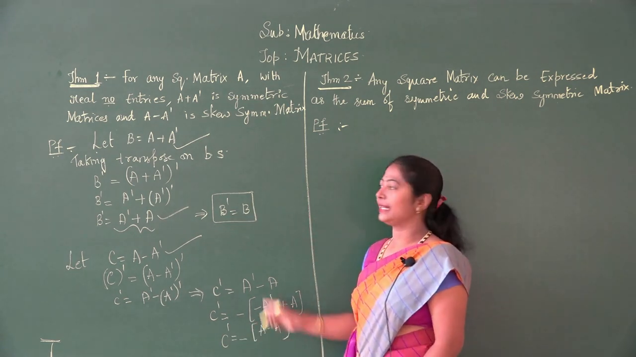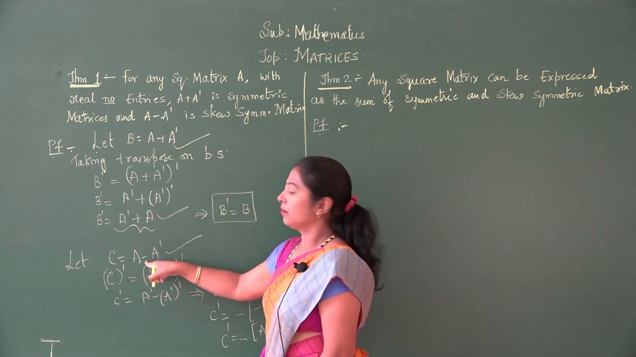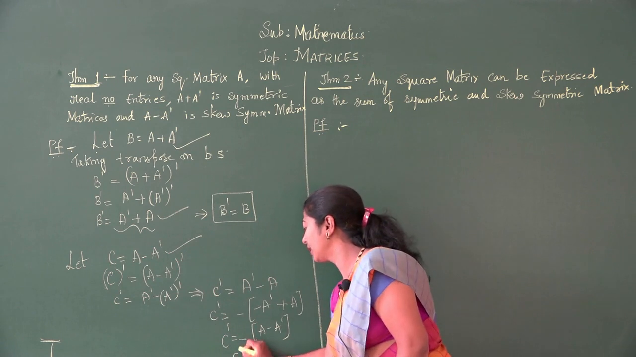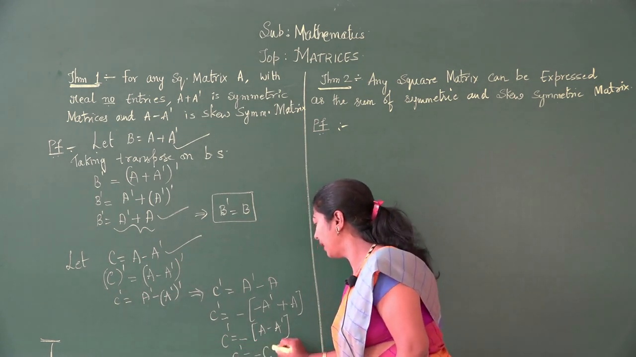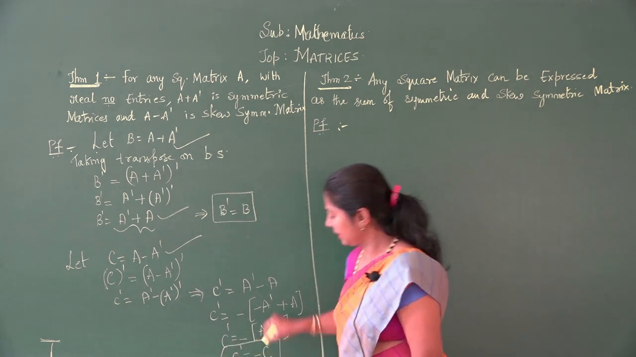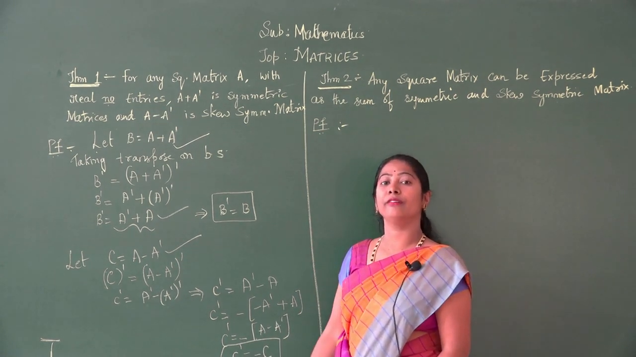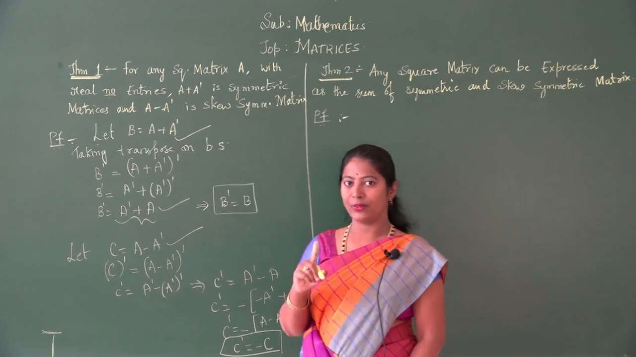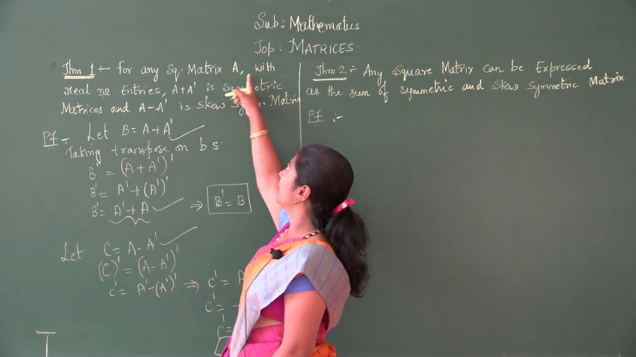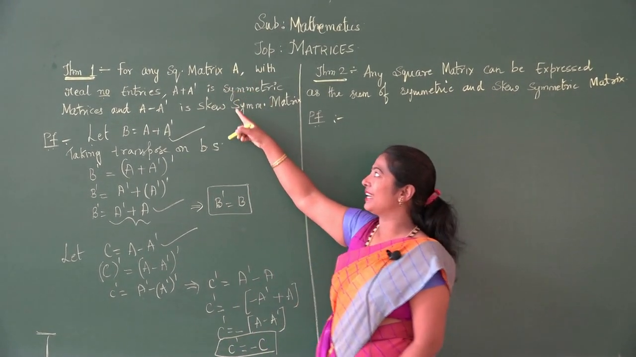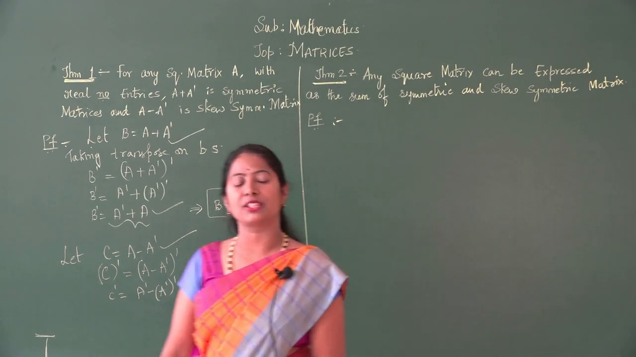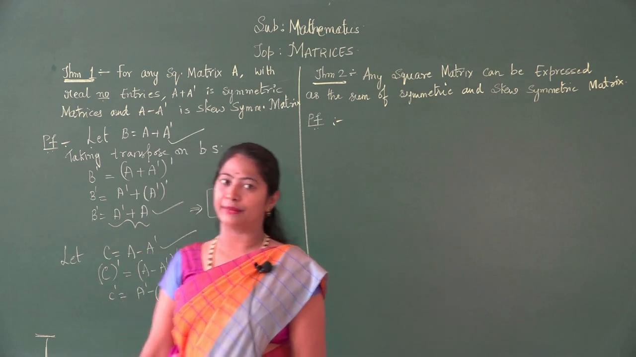What is A minus A dash now? By our assumption, it is nothing but C. Therefore, C dash is equal to minus C. This satisfies the definition of a skew symmetric matrix. Once again, I will explain: for any square matrix A with real number entries, A plus A dash is a symmetric matrix and A minus A dash is a skew symmetric matrix.